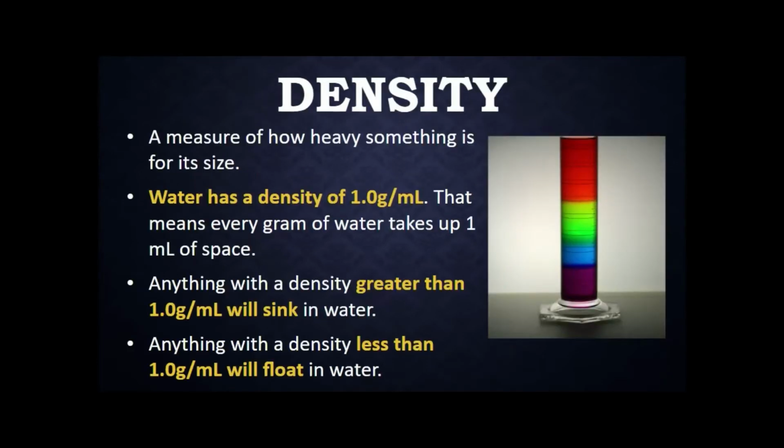So what is density? Density is just a measure of how heavy something is for its size. If water has a density of 1 gram per milliliter, that means that every gram of water takes up 1 milliliter of space. Anything with a density greater than 1 gram per milliliter will sink in water, and anything with a density less than 1 gram per milliliter will float. So anything that's heavier than water will sink, and anything that's lighter than water will float.